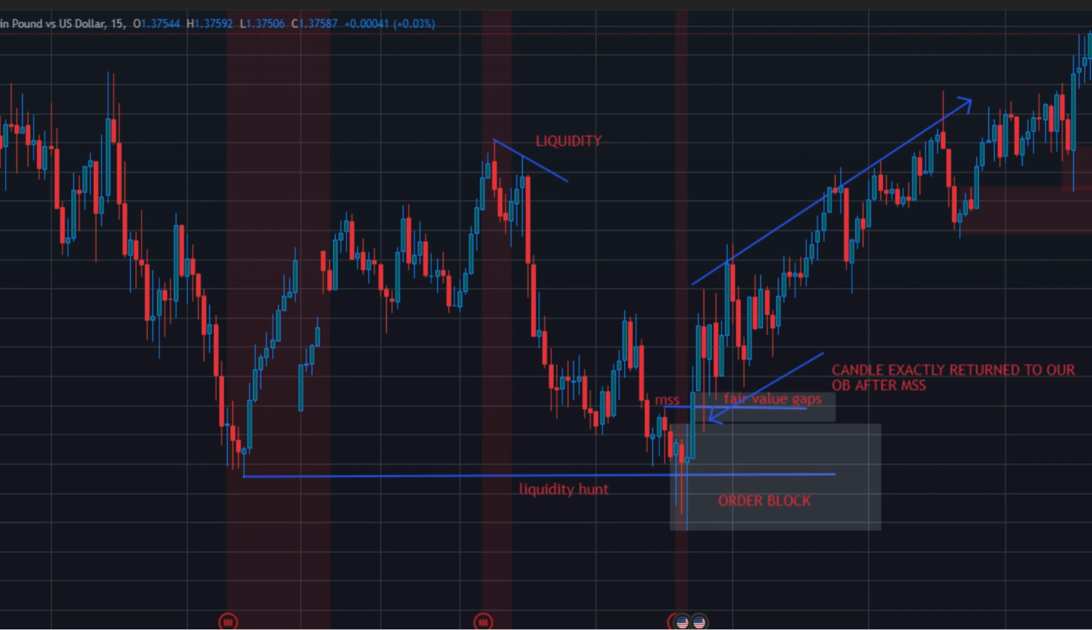So traders, without going much further, let's discuss the setup which formed on 30th of June, 2025 in the GBP/USD currency pair. I have already discussed the rules in my earlier videos. I am briefing the rules again one by one. Our rule 1 is that it is mandatory for the market to take liquidity. As you can see in the chart, prices took liquidity of the swing low on the left side of the chart.